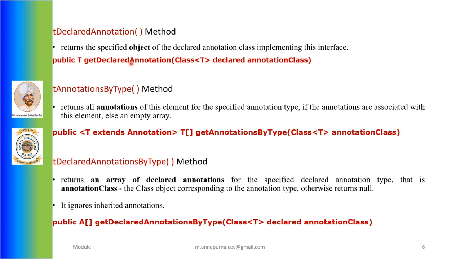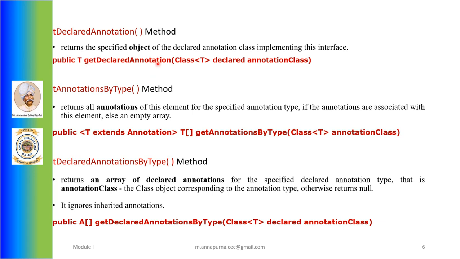The getDeclaredAnnotation method. The getDeclaredAnnotation method of the java.lang.reflect.AnnotatedElement interface is used to get the declared annotation of the specified declared annotation type, if such a declared annotation is present in the class implementing this interface. The method returns that annotation in the form of an object. The syntax is as follows: public <T extends Annotation> T getDeclaredAnnotation(Class<T> declaredAnnotationClass).